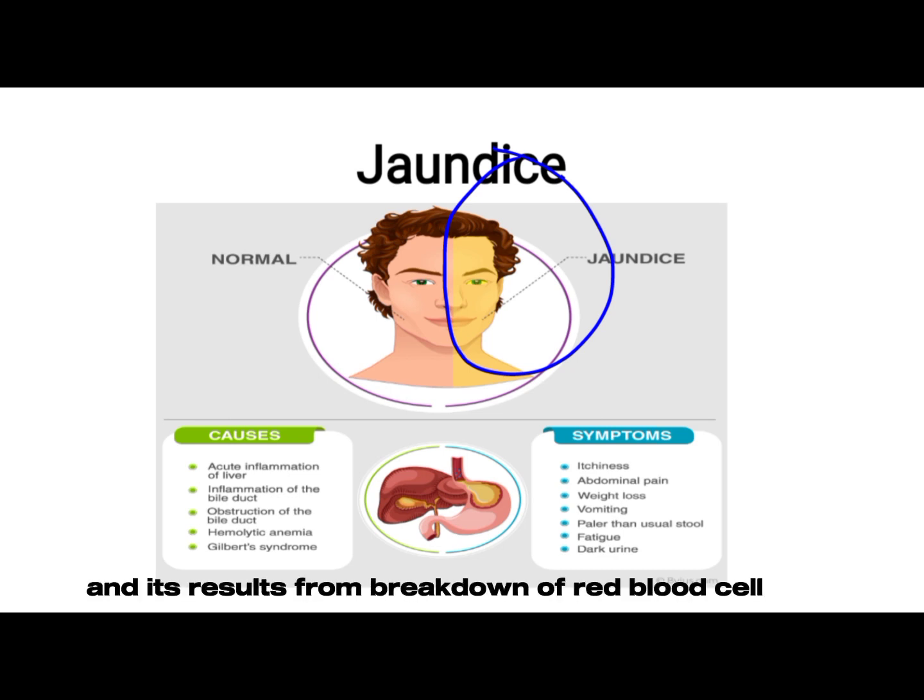It results from breakdown of red blood cells. When red blood cells break down excessively, I told you it will produce bilirubin, from hemoglobin. Bilirubin, I told you, is a useless substance and it's toxic. Because it's toxic, when it accumulates, when there is increased production of bilirubin, it circulates in the blood and leads to the yellowing of the eyes and yellowing of the skin.